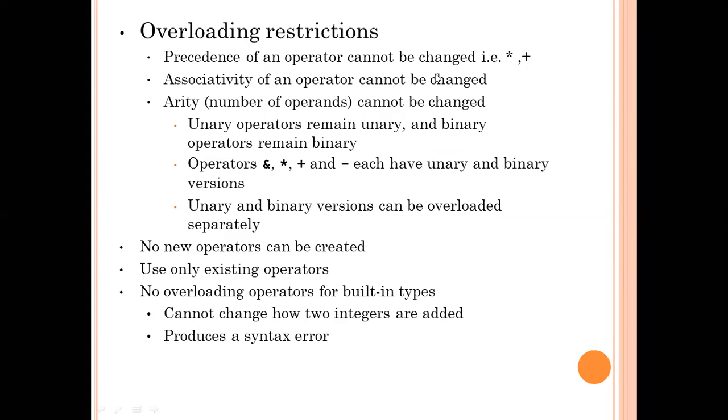Now, restrictions apply not only to these operators, but also to how operators are used. In which sequence the operators are used, there is a protocol that we need to maintain. First, the precedence of an operator cannot be changed. Precedence means the sequence in which the compiler executes it, and that cannot be changed.